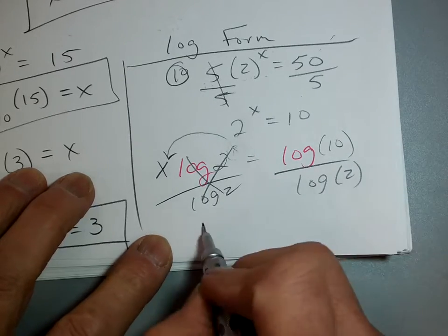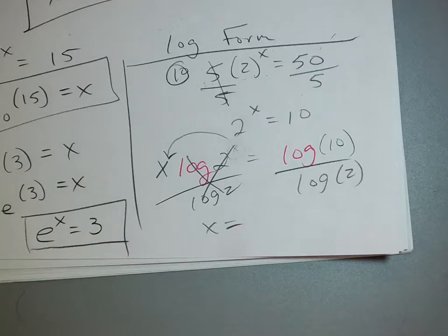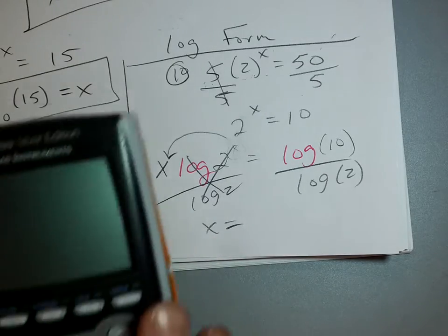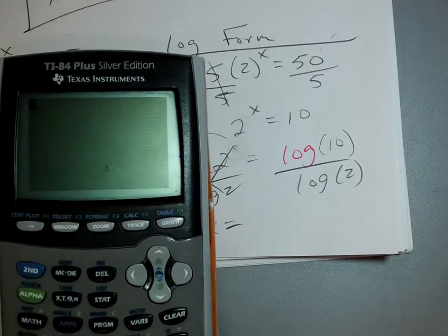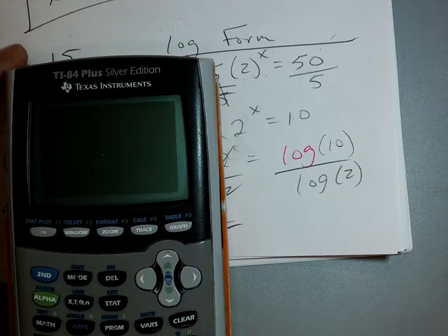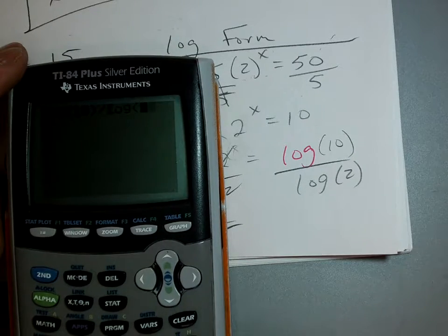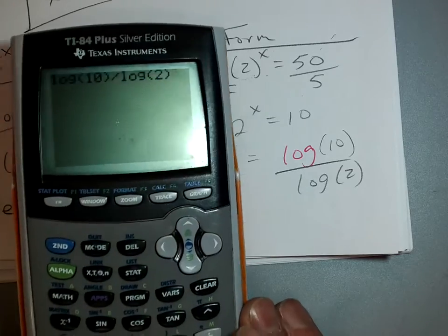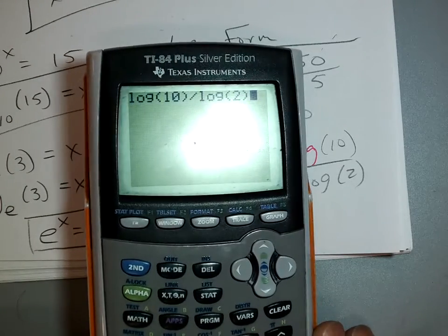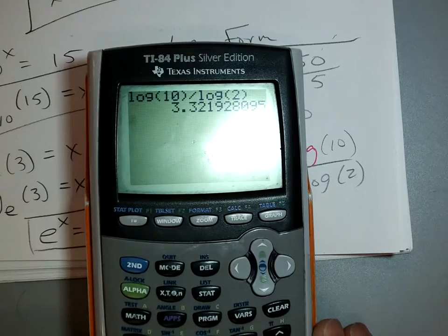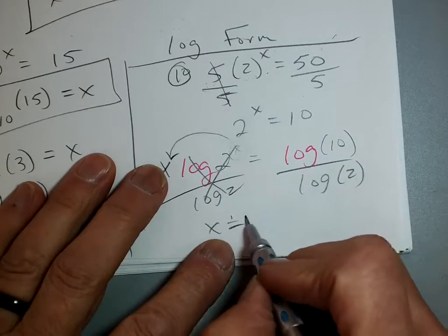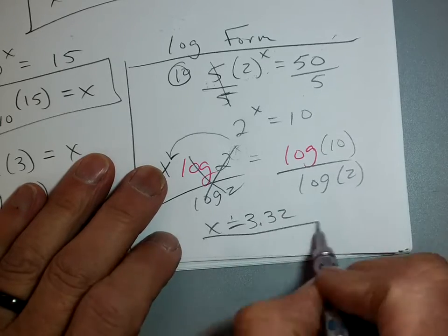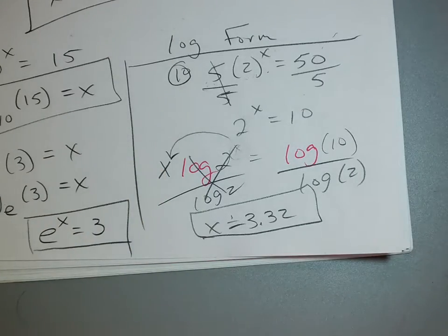Okay, and I'm going to use my calculator. So x equals, and I'll show you, because you got to remember to close your parentheses. On my calculator, it's going to look just like this. I'm going to go clear, then log 10 divided by log 2. Don't forget to close your parentheses. Log 10 divided by log 2 is approximately equal to 3.32. Done. You can do these.